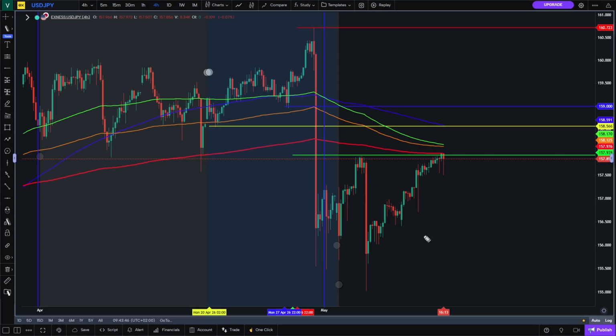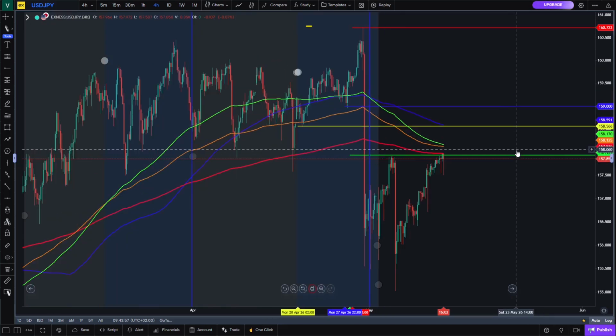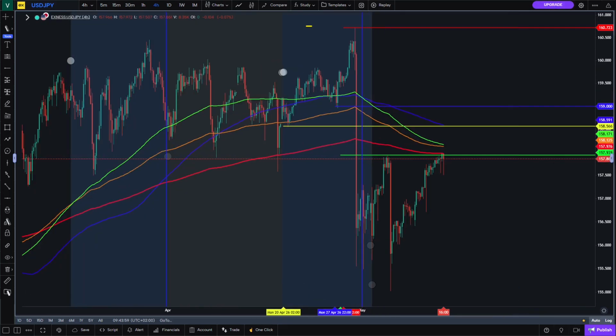So with that being said, traders, this is the high of last month. Let me zoom out a little bit. This is the high of last month, and this is the moon phase liquidity. This is the monthly liquidity, and this is the wave liquidity. So with that being said, traders, what does this mean for the US dollar Japanese yen?